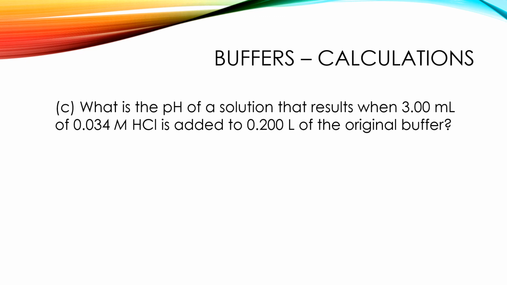Part C says, what is the pH of a solution that results when 3 milliliters of 0.034 molar hydrochloric acid is added to 0.2 liters of the original buffer? So just like we did before, first thing I'm going to do is find the moles of each. So I have 0.003 liters. This is for H+.